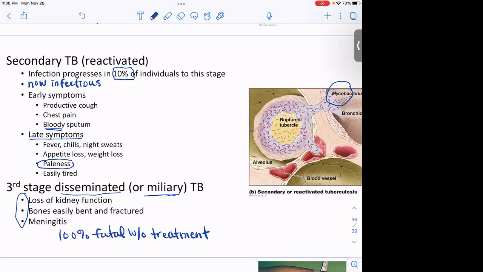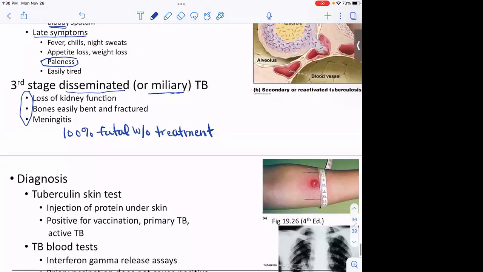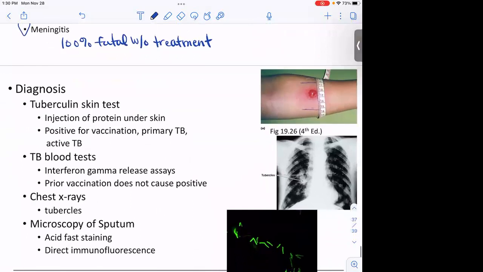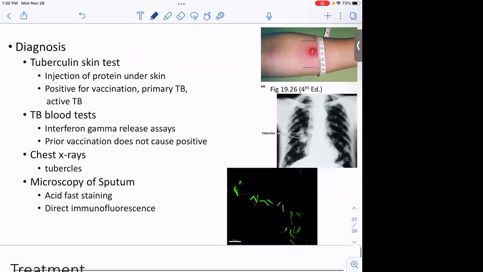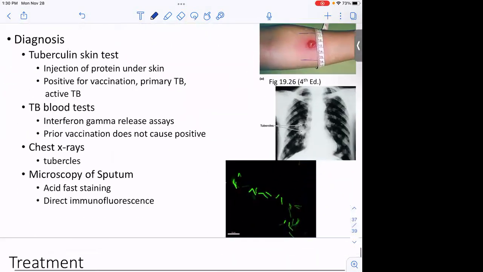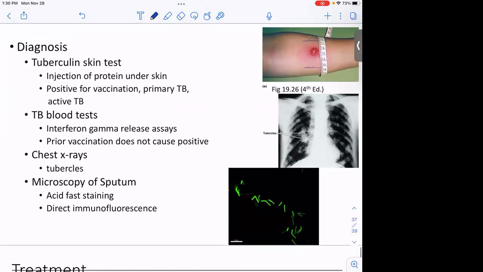Okay, so the diagnosis can be complicated, and probably some of you have recently had a TB skin test. That's typically, if you're going to start working with patients in a healthcare setting, you usually have to have a TB test just to make sure that you don't have some stage of the disease.